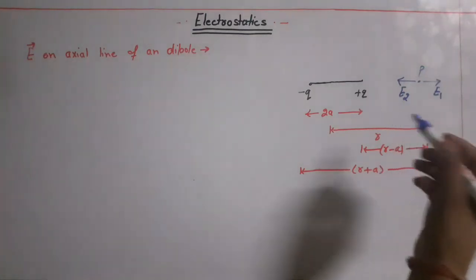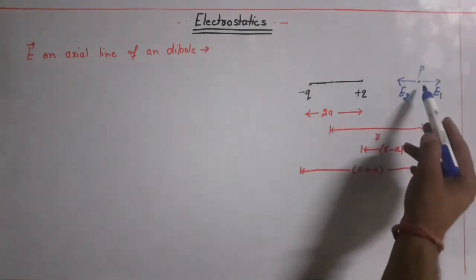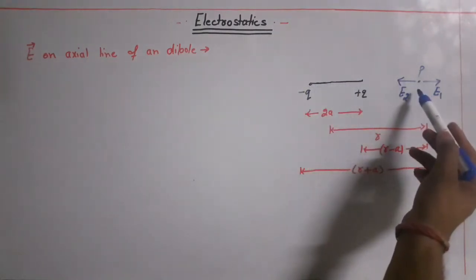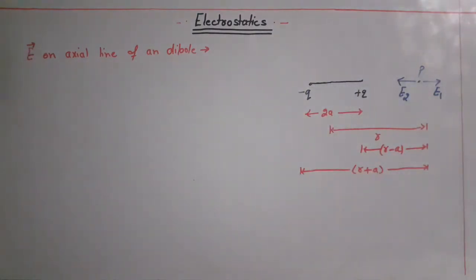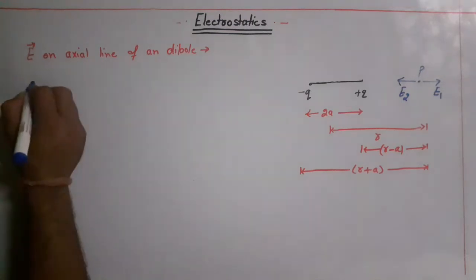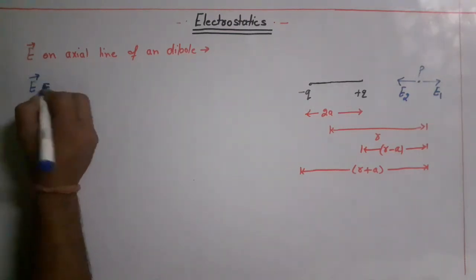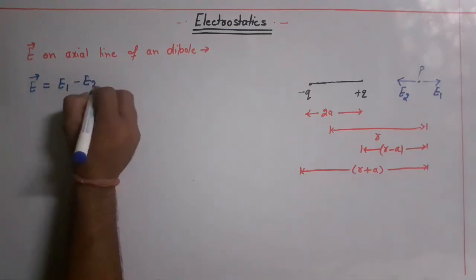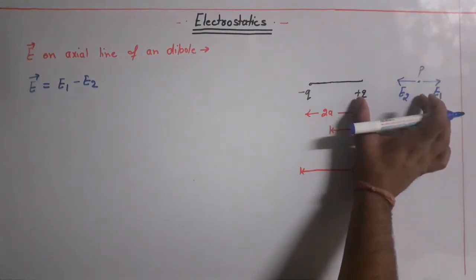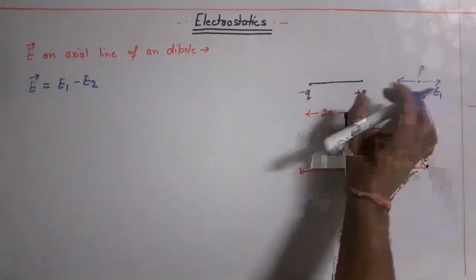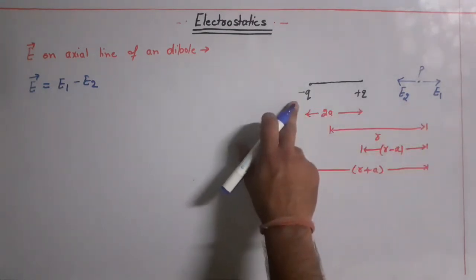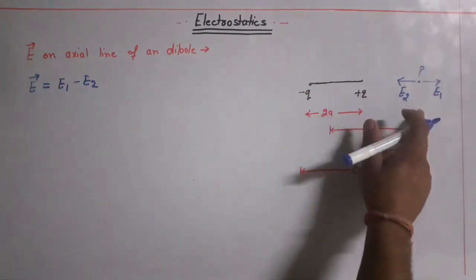And we can easily find that the distance from plus Q to P is less than the distance from minus Q to P. So the magnitude of E1 will be higher. So our total electric field will be in the direction of E1 minus E2. Why? Because E1 is greater. E1 is greater because the distance from plus Q to our test charge is less in comparison to minus Q to our test charge P.